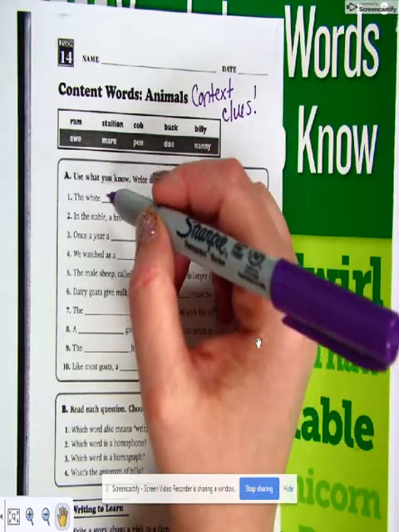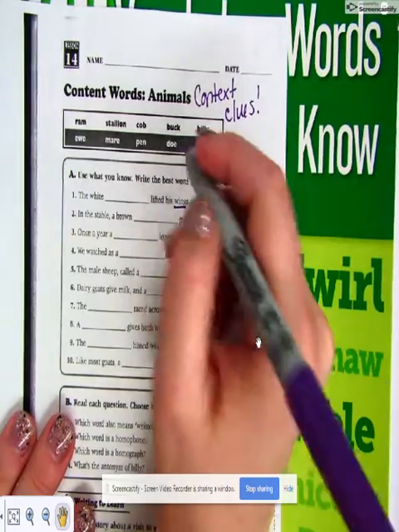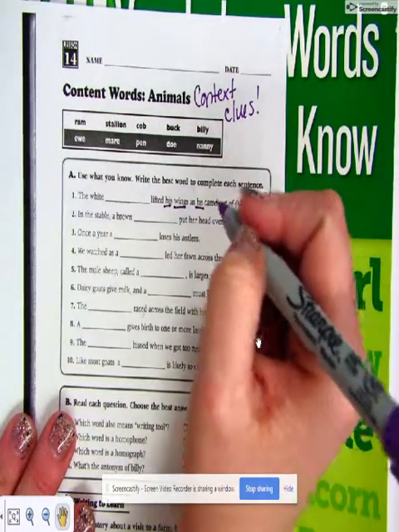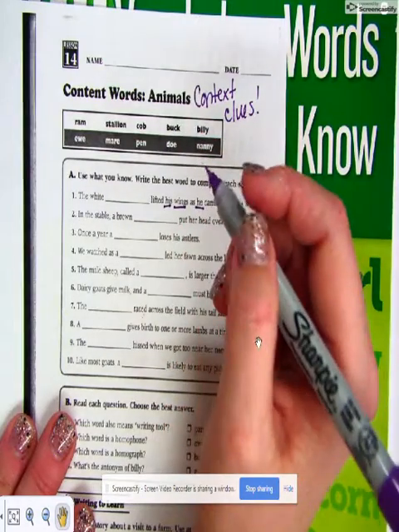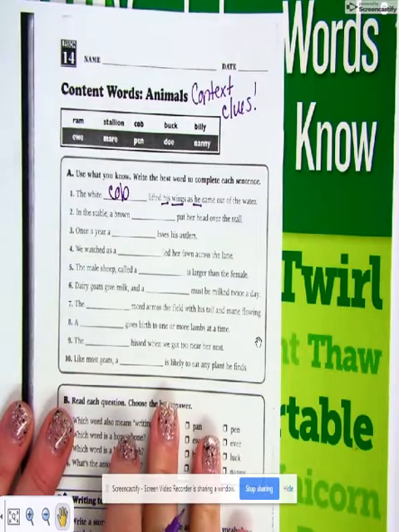But I'm not going to say the white swan. I've got to use one of these words. Well, when I go back, it says his wings and he came out of the water. So would I use cob or pen? Cob, because a cob is a male swan.